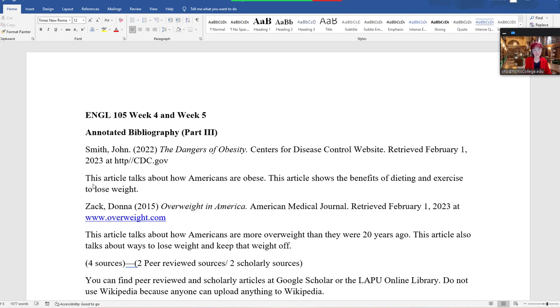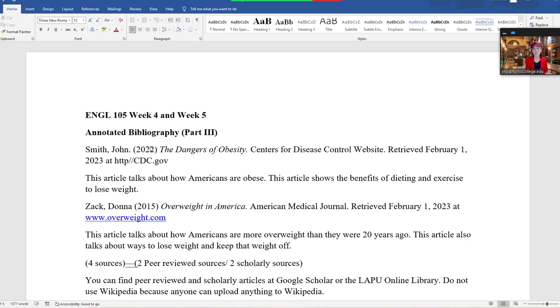So here you would say, this article talks about how Americans are obese, and it shows the benefits of dieting and exercise to lose weight. So basically you write your references list and then you write a summary of what each article is about. The reason why we have an annotated bibliography is if we're writing a long research paper and we want to keep track of our sources, that's how we do it. That way when we look at the summary, we instantly remember, oh yeah, that's what that article was about, and then you can remember where to put that in-text citation in your body paragraph. So that's the purpose of an annotated bibliography.